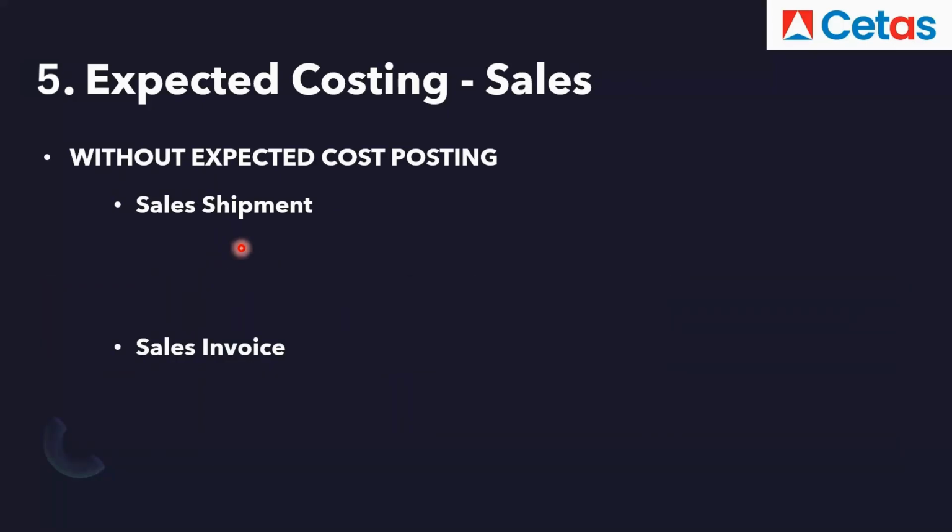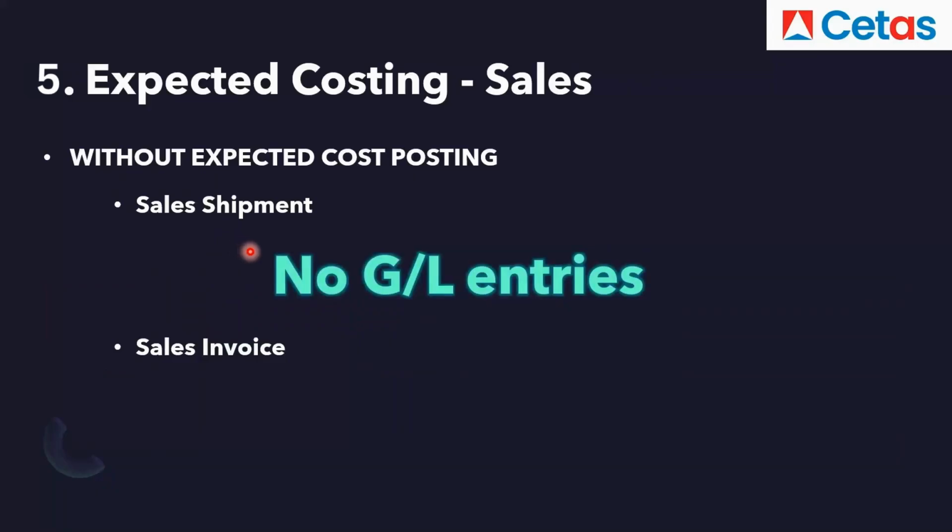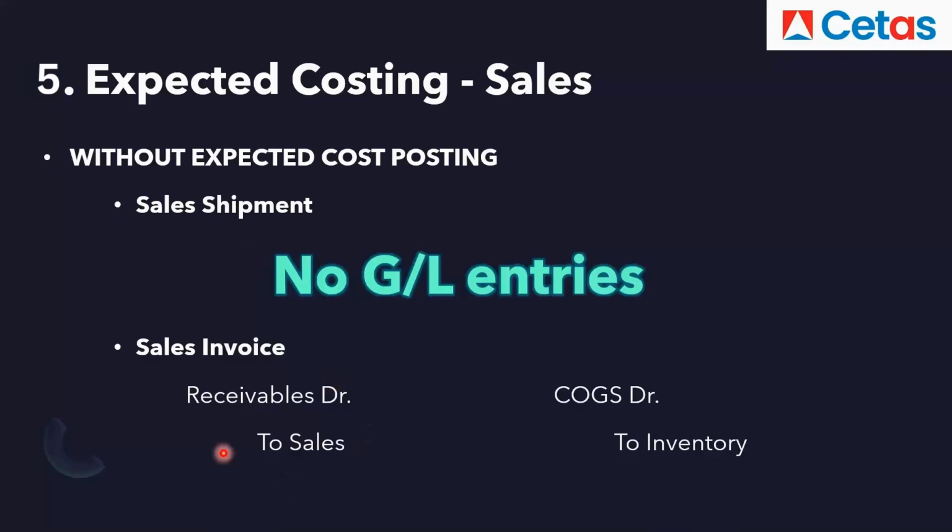Something similar happens with sales as well. Without expected cost posting, the sales shipment does not record any GL entries. It records only the item ledger entries and the value entries. The sales invoice records the usual 2 entries, which is receivables debit to sales and COGS debit to inventory.